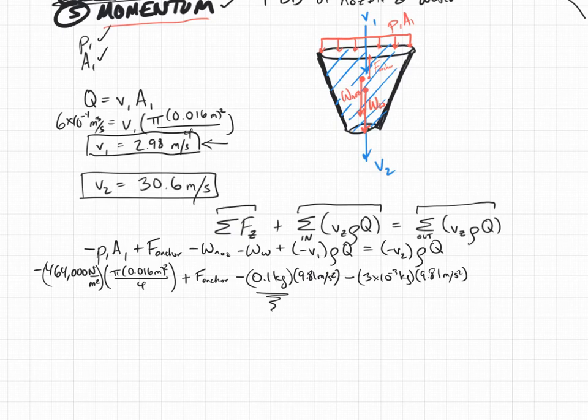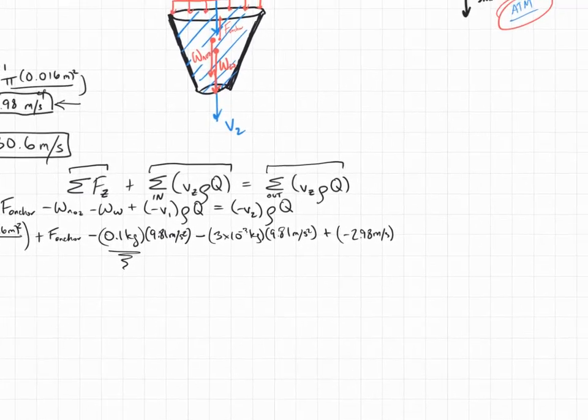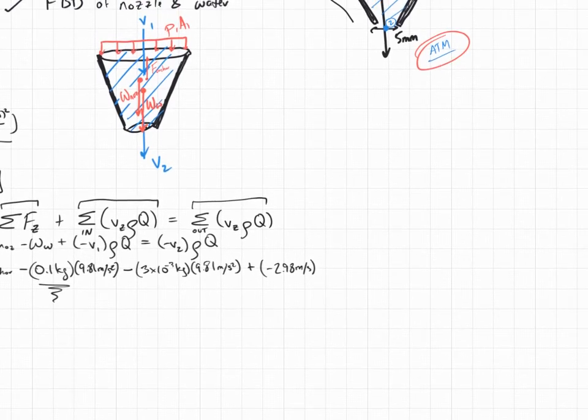And now we're going to do all the forces, I think. That's all the forces. And then we're going to do the velocity fluxes. Okay, so we're going to have plus negative V1, so negative 2.98 meters per second, times rho. What is rho of water in the SI system? Kilograms per meter cubed. And Q was given as 6 times 10 to the negative 4th meters cubed per second.